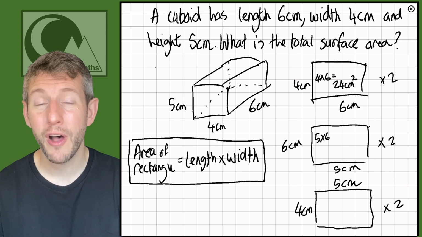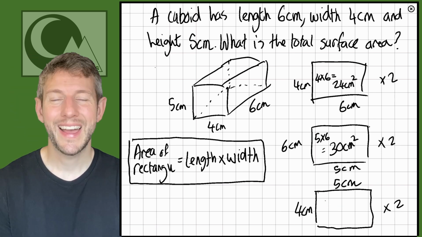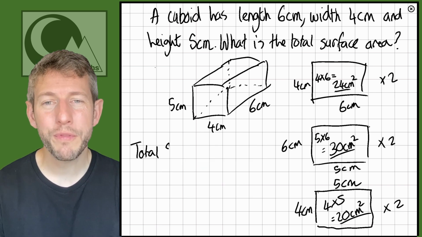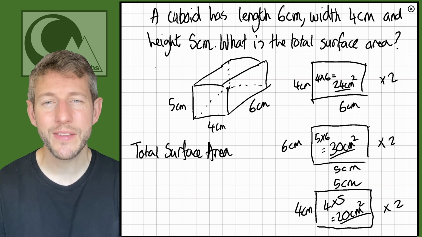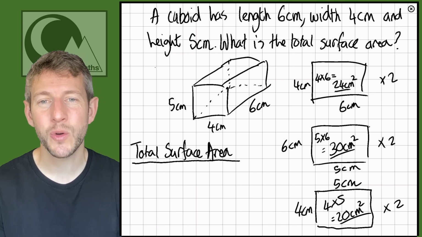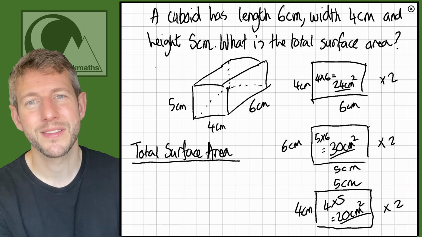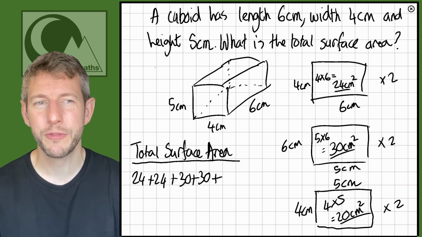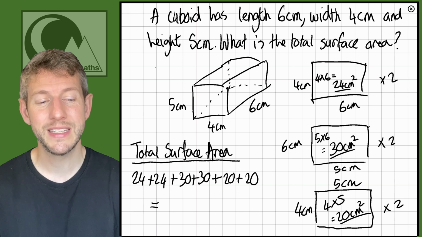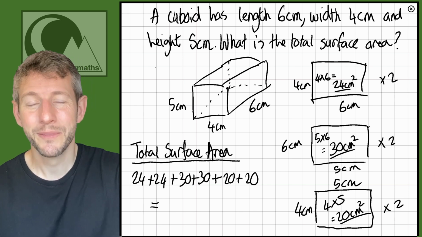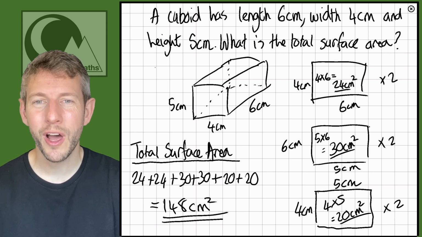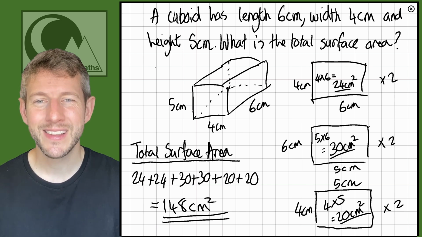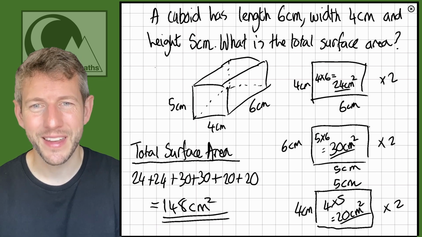Then we have 5 times 6, which is 30. And then we have 4 times 5, which is 20. Now remember, we have all of these twice. So when we calculate the surface area, we've got to add all of these together twice. So let's work that out. We're going to have 24 add 24, add 30 add 30, add 20 add 20. So that equals 148 square centimeters, or 148 centimeters squared. They both mean the same thing.